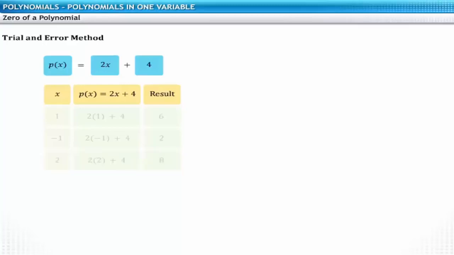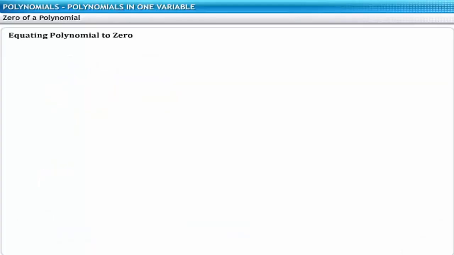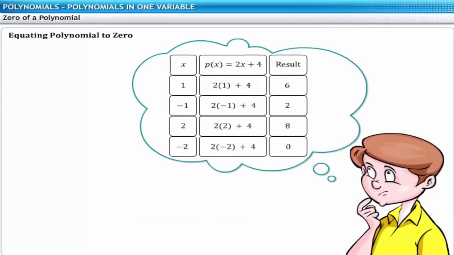In the fourth try, you use -2 as the value of x. You will find that the value of the polynomial is 0. Thus, using the trial and error method, you can determine that the 0 of the given polynomial is -2. As you can see, the trial and error method can often be long and tedious.